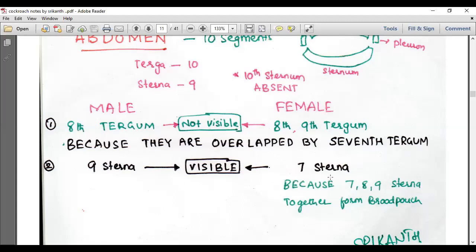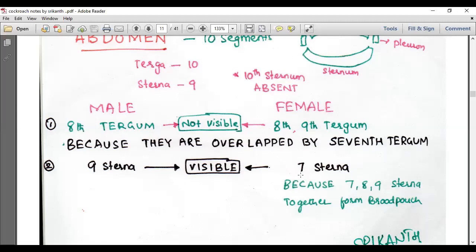Because the 7th, 8th, 9th sterna together are going to form the brood pouch. Details of the brood pouch we'll see in the reproductive system. That is why 9 sterna in the male and 7 sterna in the female are visible. For the male, why only 9 sterna are visible? Because we said the 10th sternum is absent.